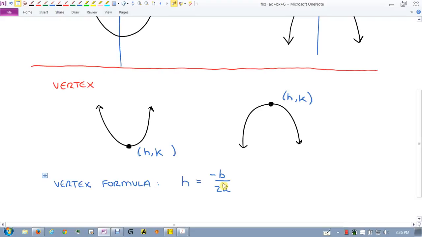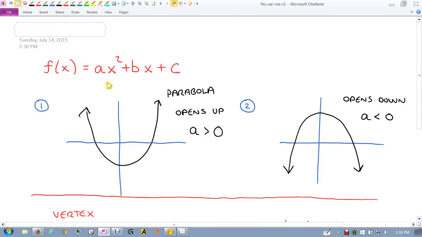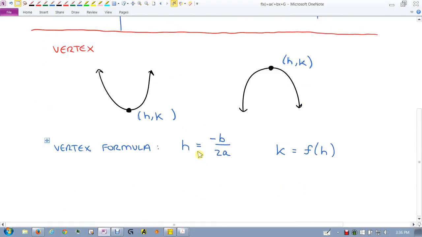The k, though, is a little more tricky. The k is f of h. What do I mean by that? You plug the value you get here, whatever this number is, you figure it out, you plug it back into the function, whatever was given to you, whatever that spits out is your k. So that means if you get h wrong, guess what else is going to be wrong? k is going to be wrong also. So you've got to be real careful that you get h correctly.